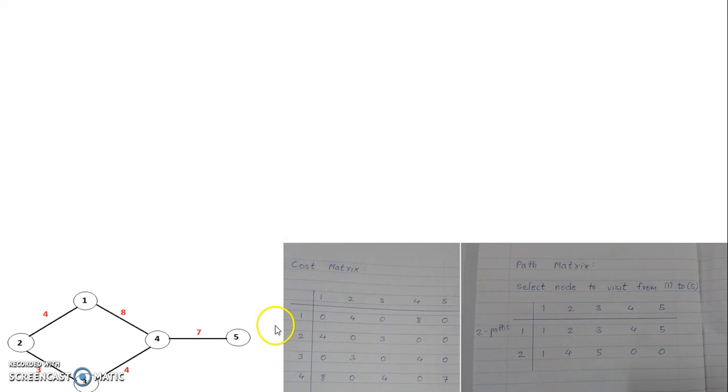Here we can see the cost to travel from 1 to 1 is 0. Cost to travel from 1 to 2 is 4. From 1 to 3 is infinity, so we consider it as 0. From 1 to 4 it is 8, and from 1 to 5 again 0. In this way we are going to complete the cost matrix.